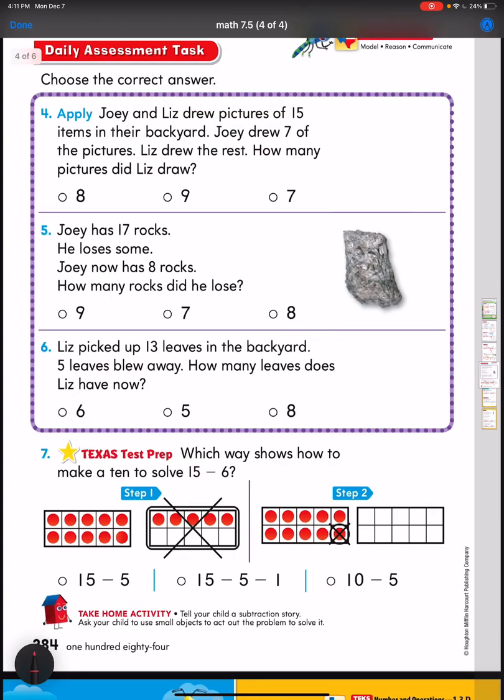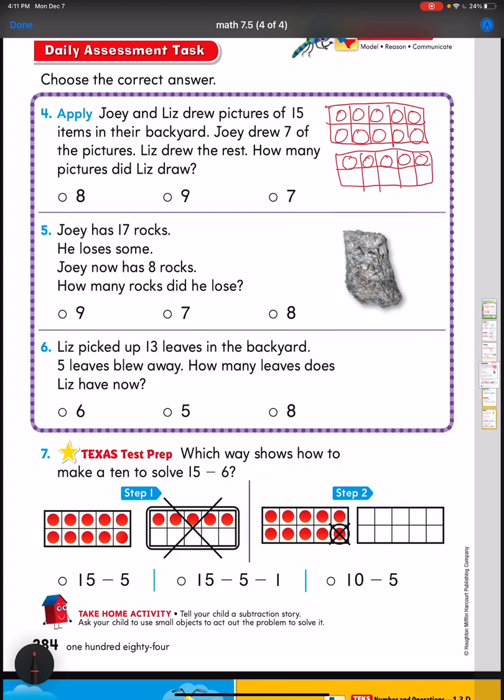Let's look at our multiple choice. Choose the correct answer. Joey and Liz drew pictures of 15 items in their backyard. Joey drew 7 of those pictures. Liz drew the rest. How many pictures did Liz draw? So here is how we could solve this problem. I'm going to do 2 10 frames, just like this. And I'm going to show those items in the backyard that Joey and Liz drew. So there's 15 of them, okay?